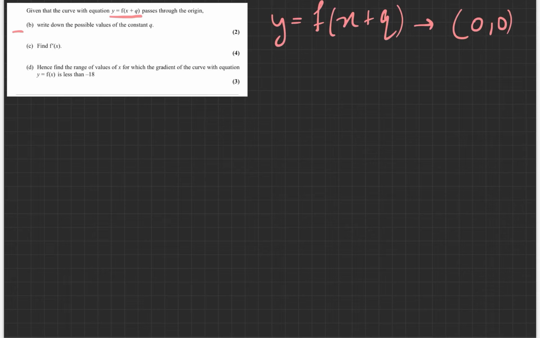So what we're going to do here first is take our original equation. I'm going to rewrite our original equation here. Sorry, let me rewrite it up here.